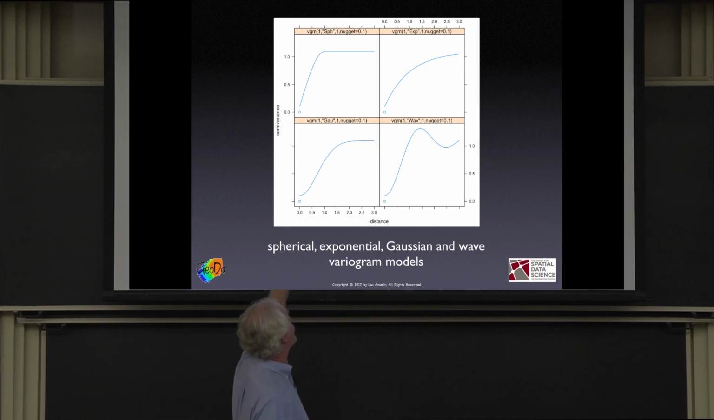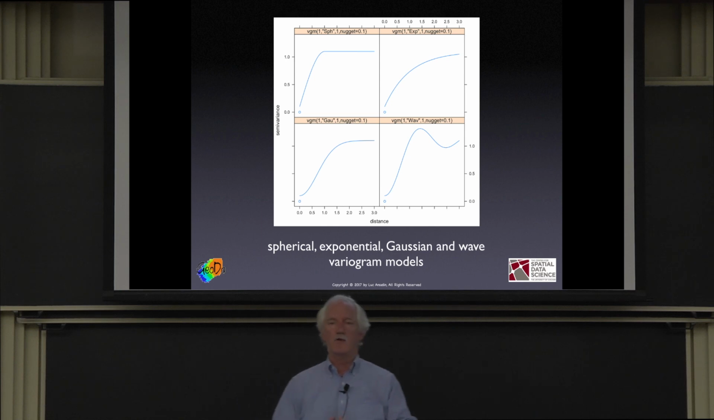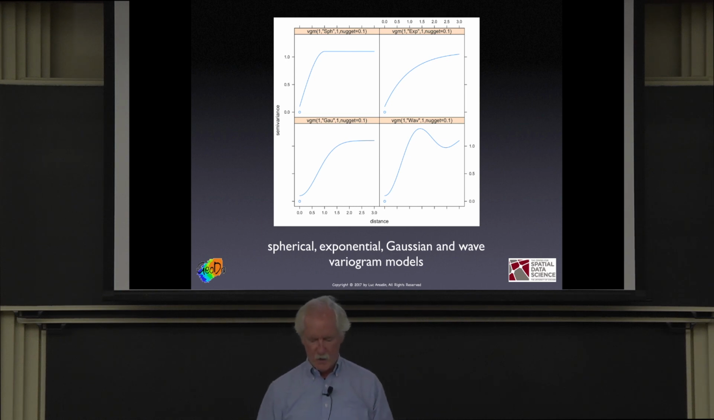But these are a couple of the most commonly used. The spherical one is a classic one up in the upper left-hand corner. The exponential one is also used a lot. The Gaussian one. Then this is the wave. There's all these weird ones that can account for strange phenomena. They're really having to do with different scale effects. Some things work on smaller scales, some things work on intermediate scales. So this is just a little bit of terminology.